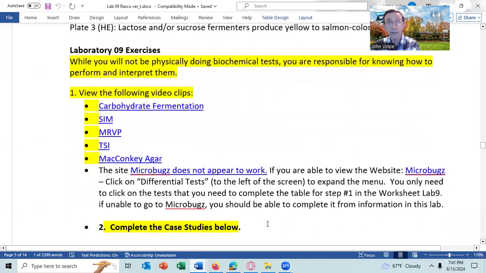While you're not physically going to be performing any of these tests, you will be held responsible for knowing how to perform and interpret these tests. We have some video clips for carbohydrate fermentation test, for the SIM test, for the MR and the VP test. Remember, we normally inoculate that as one tube and then split it into two, one part used for the MR test and one part for the VP test. We have a little video discussing the TSI test and then a video talking about the MacConkey's agar.